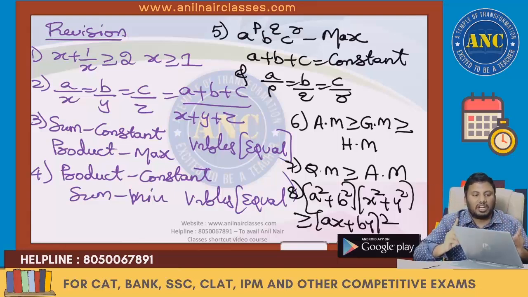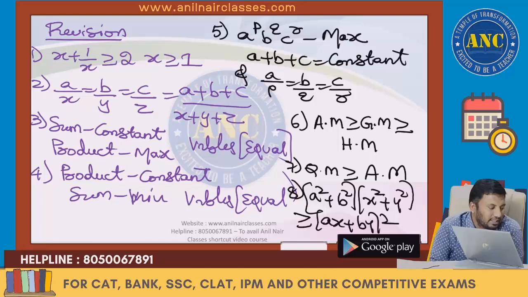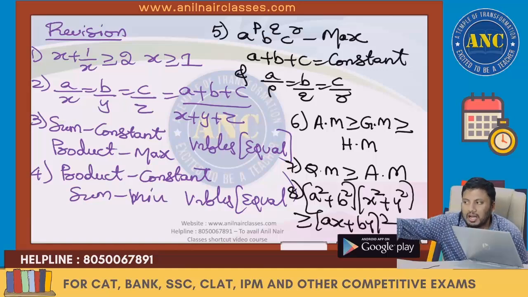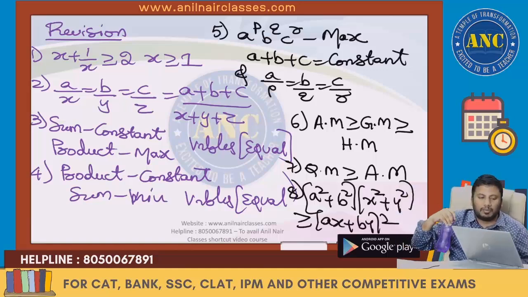There are 8 concepts with respect to maxima and minima in progressions. Please take a screenshot of this. 8 things, close to 6 hours I discussed. There is no chance that you will miss out on any question with respect to progression based maxima and minima. Please take a screenshot of this. Then we will discuss another model with respect to maxima and minima.